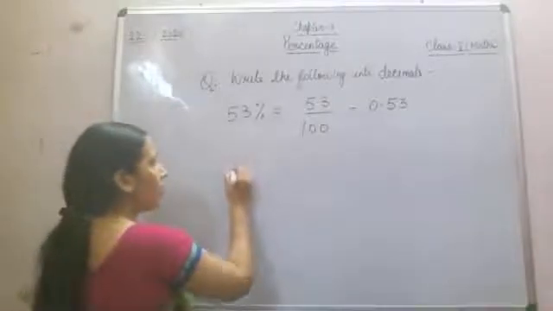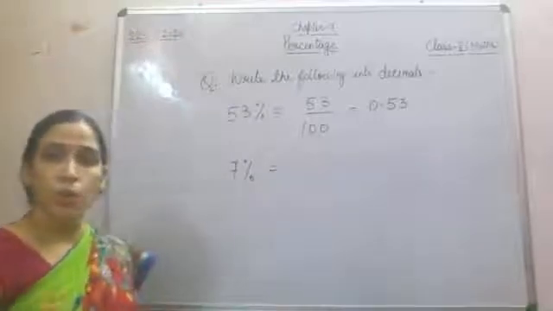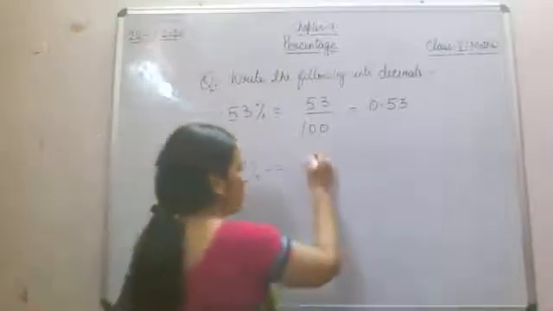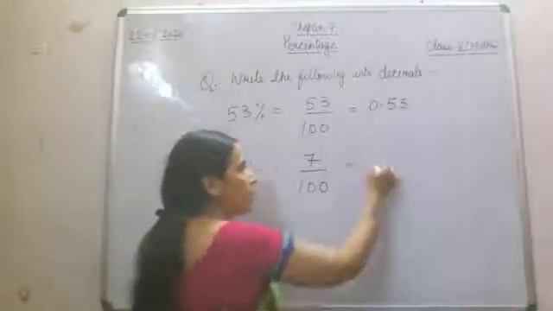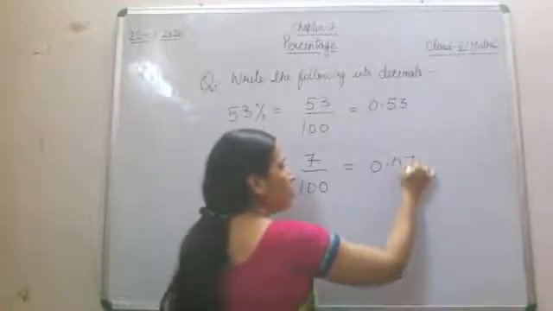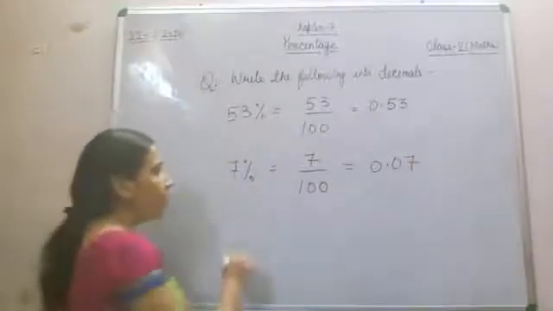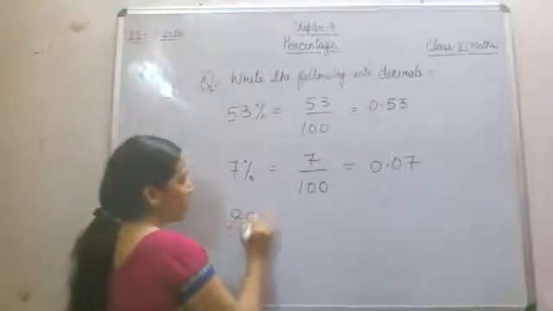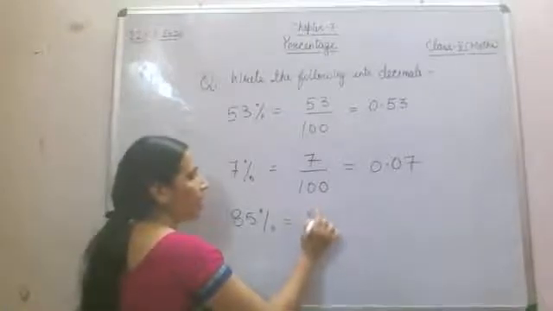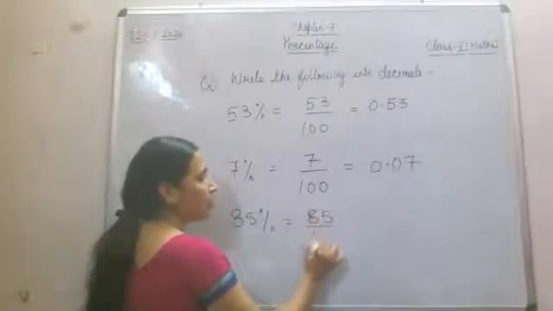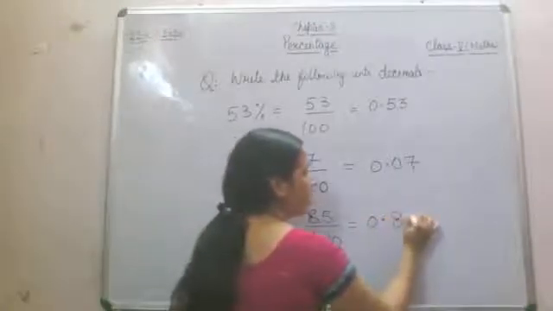Let's take one more example. For example, you have been given 7%. So how do we write it? 7 divided by 100. It means here you require 2 decimal places. That will become 0.07. Take one more example. Let's say we have 85%. So now here what we will do? 85 will be divided by 100. Now how many decimal places will be there? 0.85.